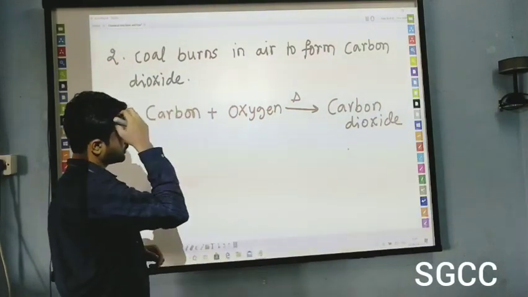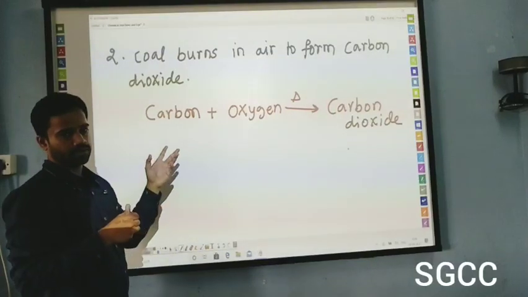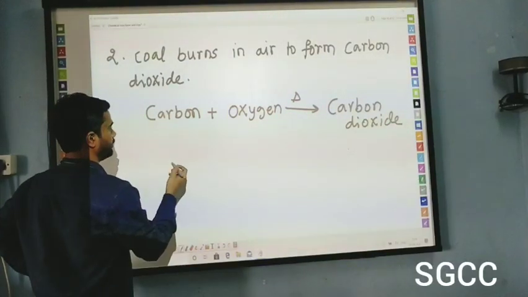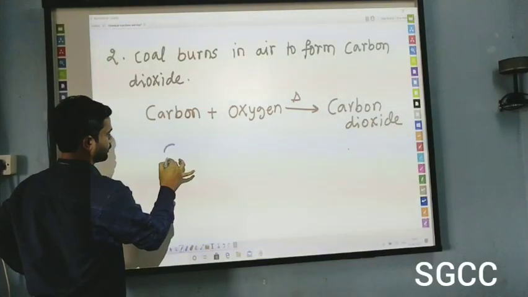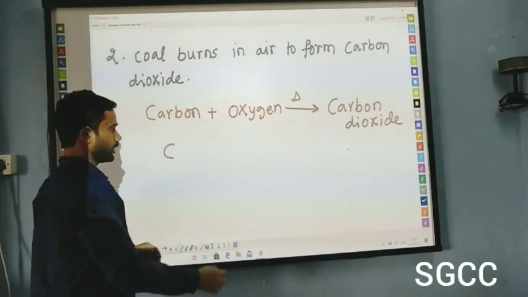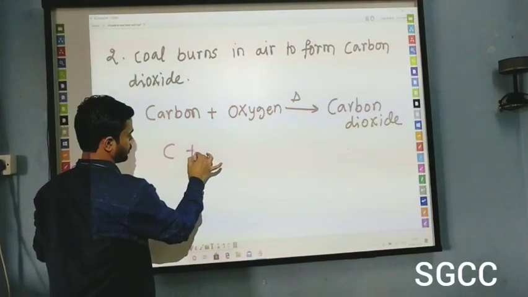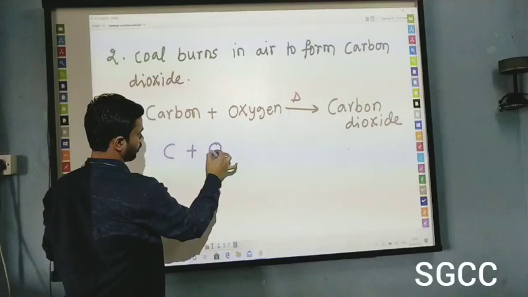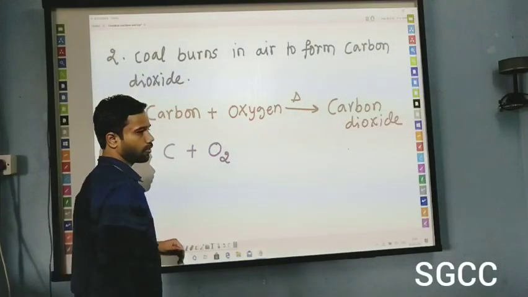Okay, carbon dioxide. Let me write it in elemental form. Carbon can be written as C. Next one is oxygen. We already know that, but how to write it? In the form of O2.